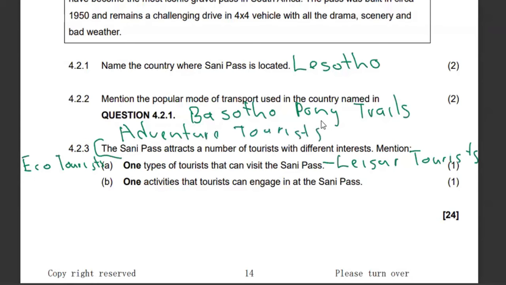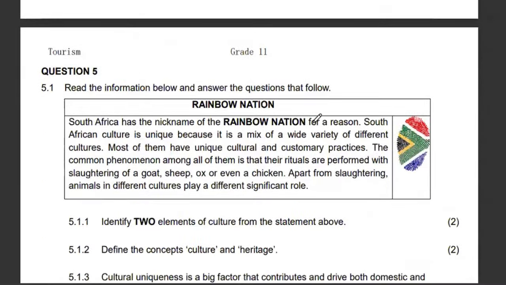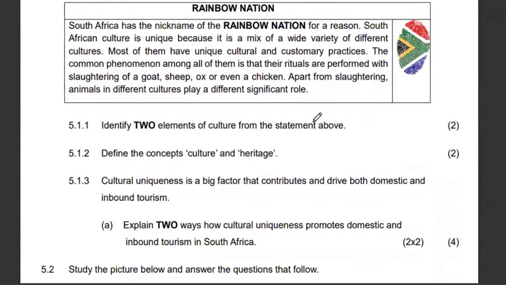All right. Then activities that can take place at the Sani Pass, you can have a guided tour, pony rides, 4x4 driving. So all these are activities which you can do in the Sani Pass. So that is question 4. Moving straight to question 5. Read the information below and answer the questions that follow.